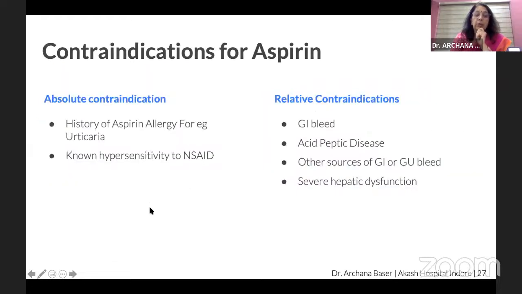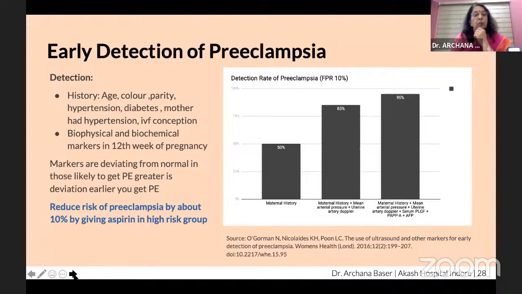Are there any contraindications for aspirin? Absolute contraindication is history of aspirin allergy, for example, urticaria, known hypersensitivity to NSAID. What are the relative contraindications for aspirin? GI bleed, acid peptic disease, and other sources of GI and genitourinary bleed, and severe hepatic dysfunction.